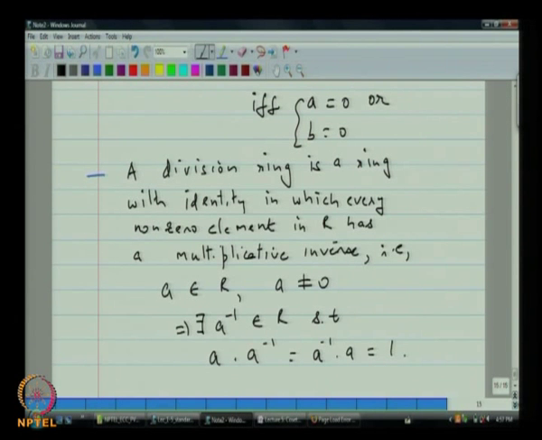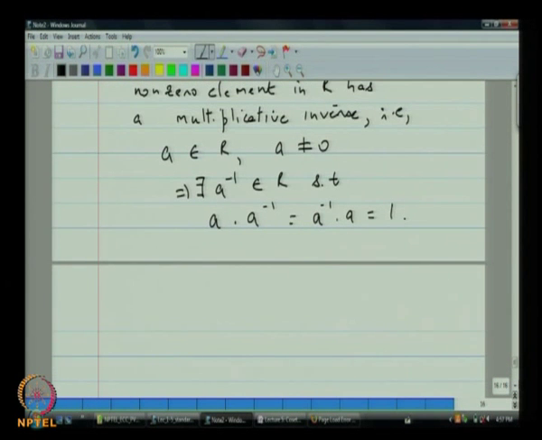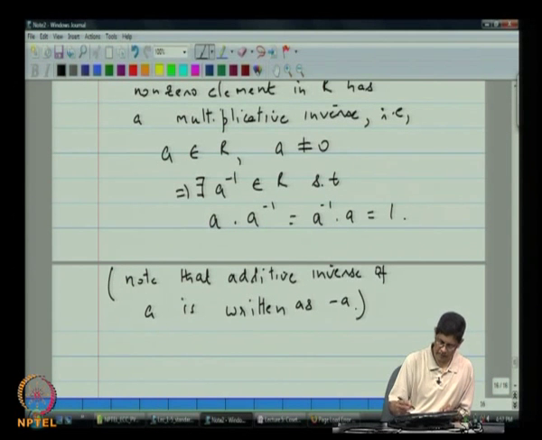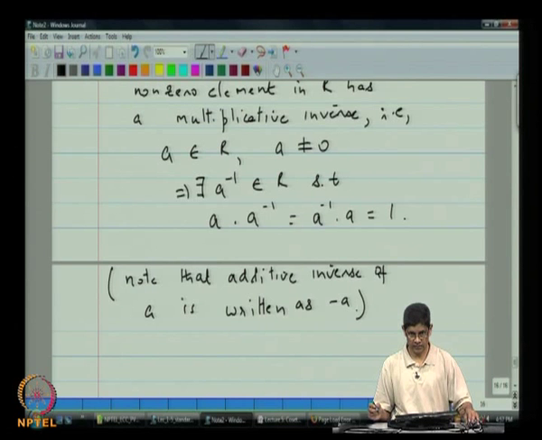equal to 1. Now, by the way, there is also an additive inverse. So, just as a short note, let me just point out that the additive inverse of A is written as minus A. Okay, so the multiplicative inverse is written as A inverse, but the additive inverse is written as minus A.